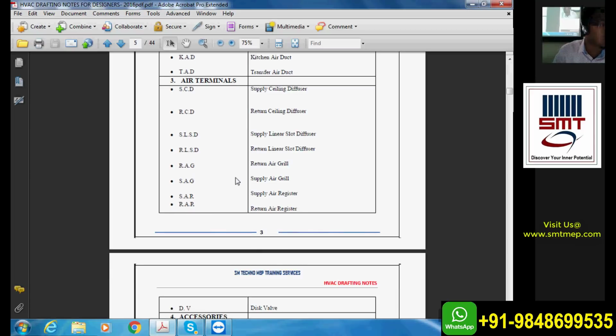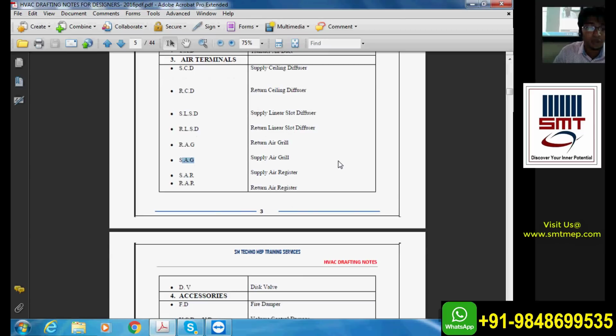Then you have RAG when talking about the grills. So there is a return air grill. You have to highlight RAG, and there is a supply air grill, which means that these are the grills and how you are going to deal with them when supported on the step fall ceiling.